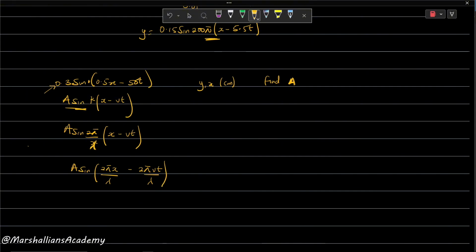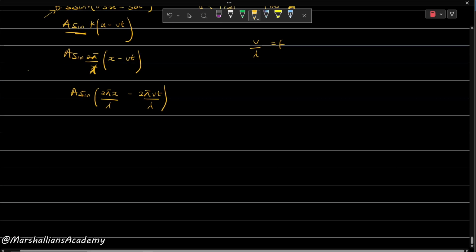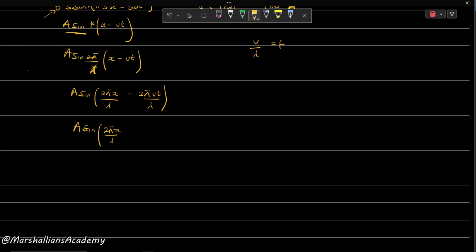If you recall, we said v over lambda is equal to f, right? Therefore, I could say the same thing as saying a sine 2 pi x over lambda, watch this, minus 2 pi ft over lambda. No, go 2 pi ft, that's all we are going to be having.